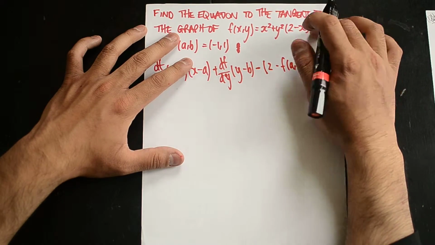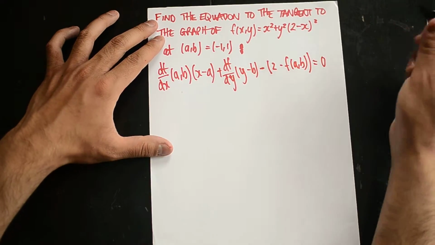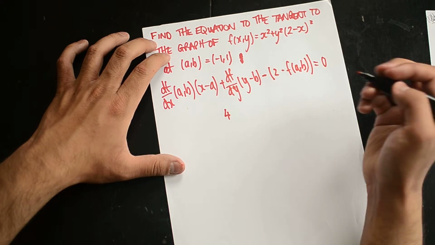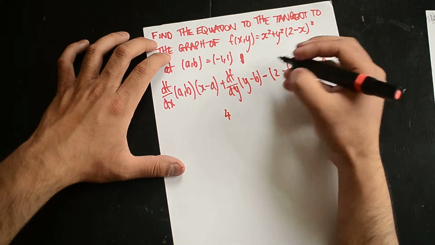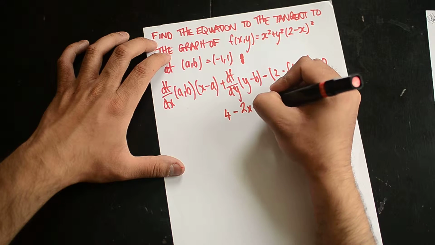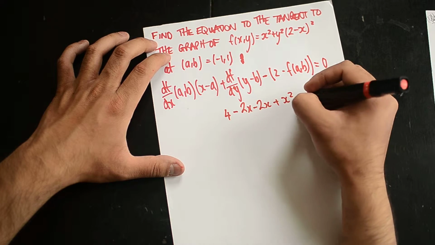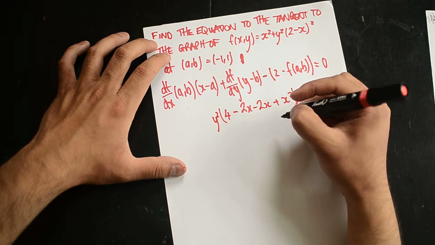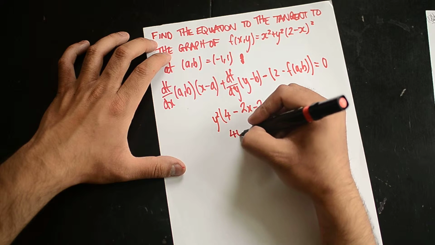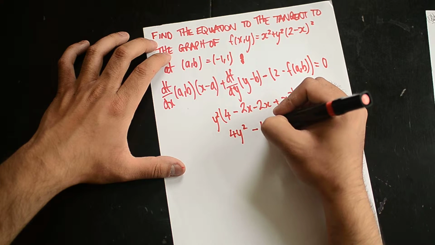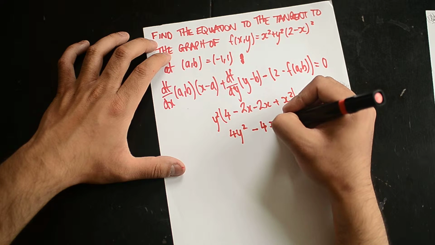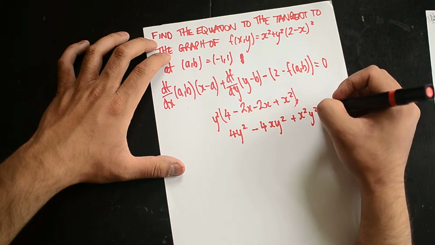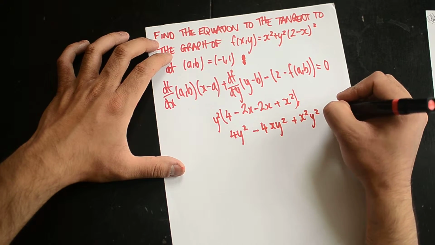So I'm not a fan of these brackets. I'm never really a fan of brackets, so let's just multiply that out. You get 2 minus x squared, which would be 4, minus 2x minus 2x plus x squared, and all of this is multiplied by y squared. So I'm going to get 4y squared minus 4xy squared plus x squared y squared, and then obviously plus x squared.